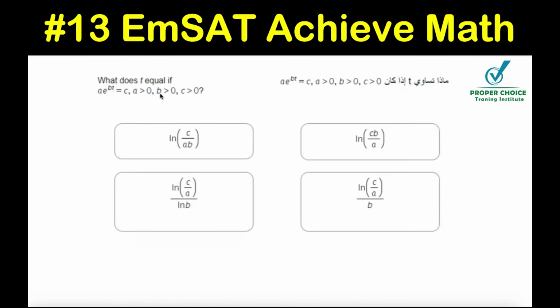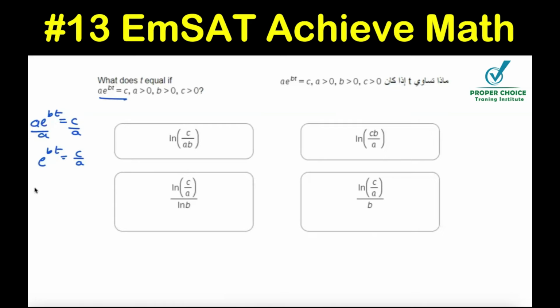What does t equal if a times e to the power bt is equal to c, provided a, b, c are positive? So let me rewrite this equation: a times e to the power bt equals c. Now to make the term e to the power bt alone, let's divide both sides by a. Then this expression becomes e to the power bt is equal to c by a.